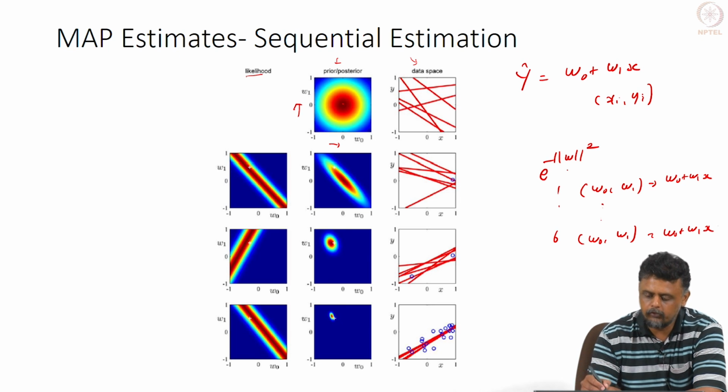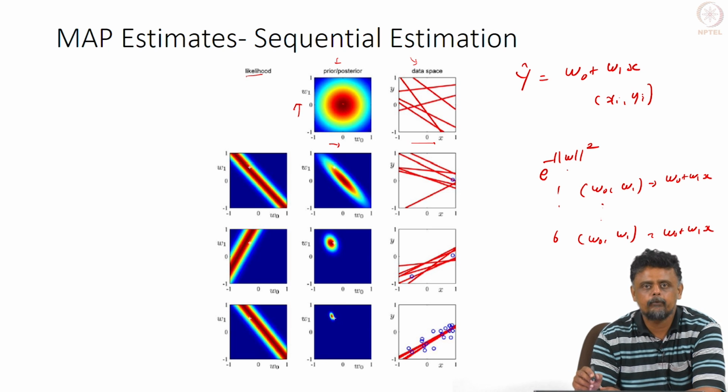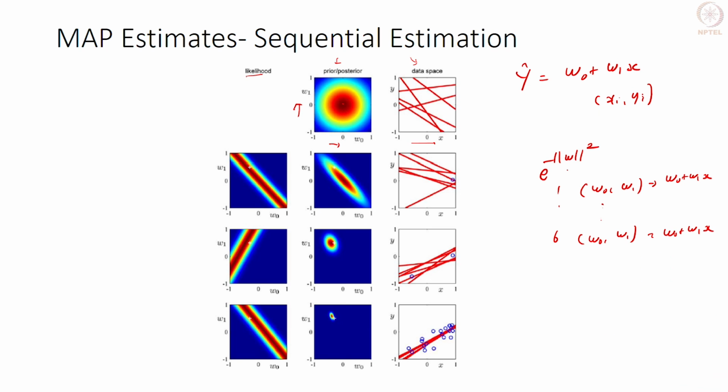If you do that, then for every x there is a y, x comma y. Using that you can plot a line. This is the equation of the line: y is W0 plus W1 x. If you draw 6 pairs of W0, W1 from here, you can get 6 lines in the xy plane. This is x and this is y, that is the data space.